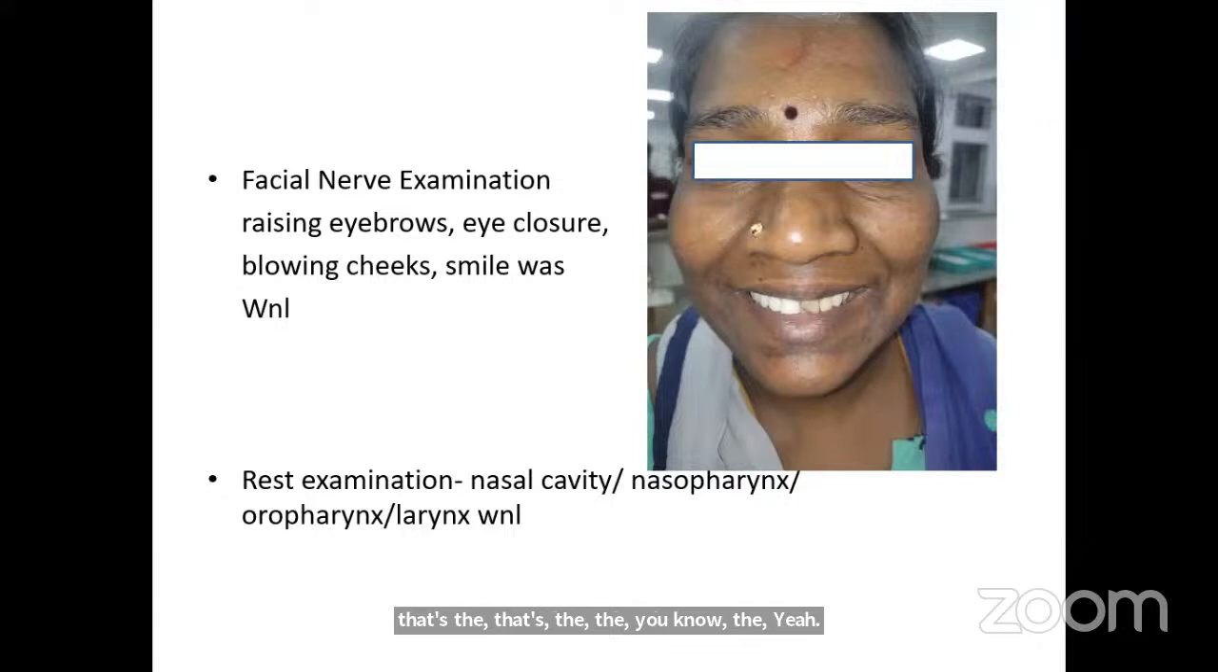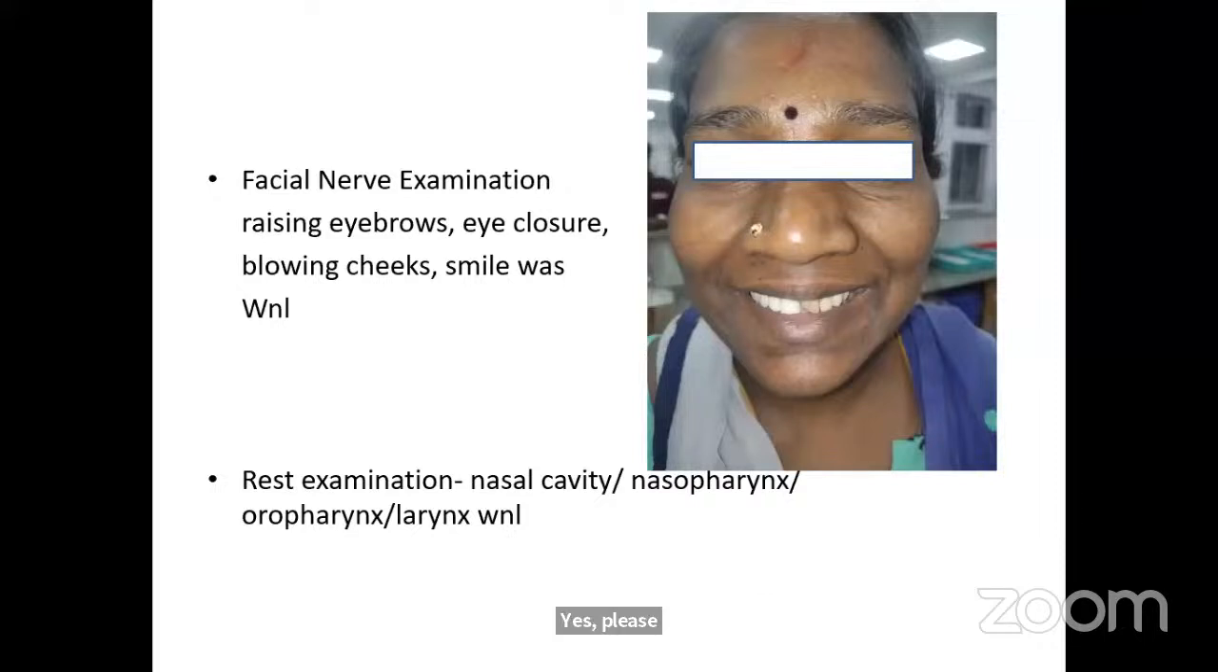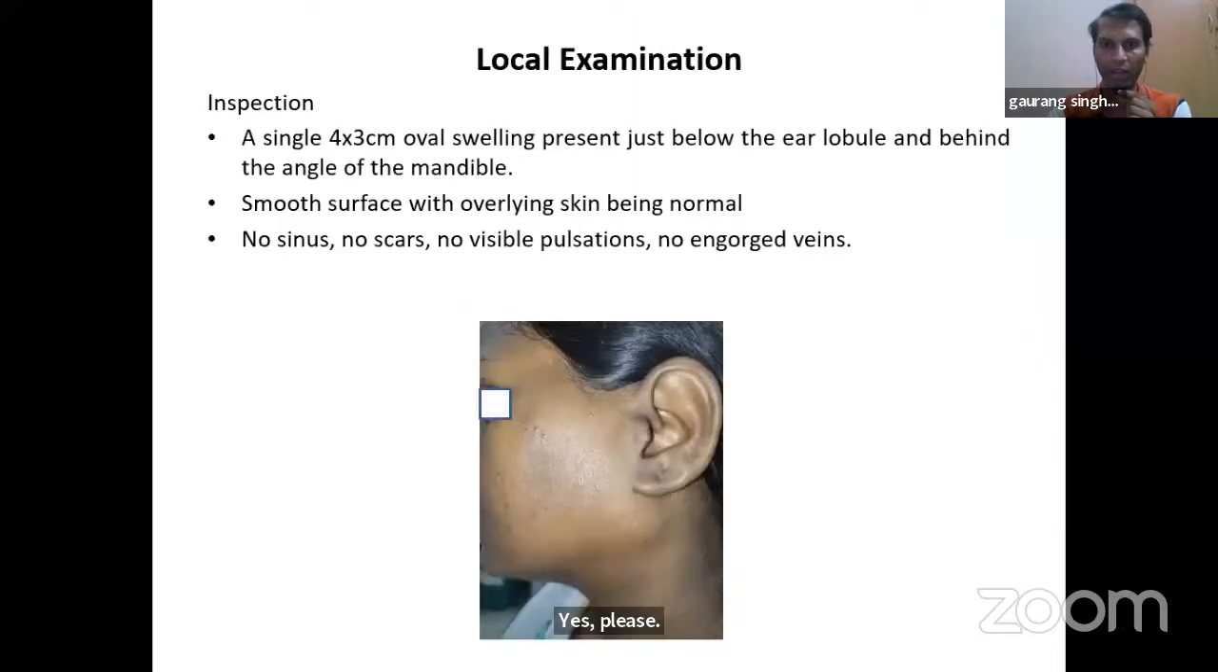So, what is the summary of your findings? My summary is that there is an oval swelling located on the left side, in the parotid area, in the tail region of the parotid, and the skin was smooth with no previous scars or sinuses, and facial examination was normal.